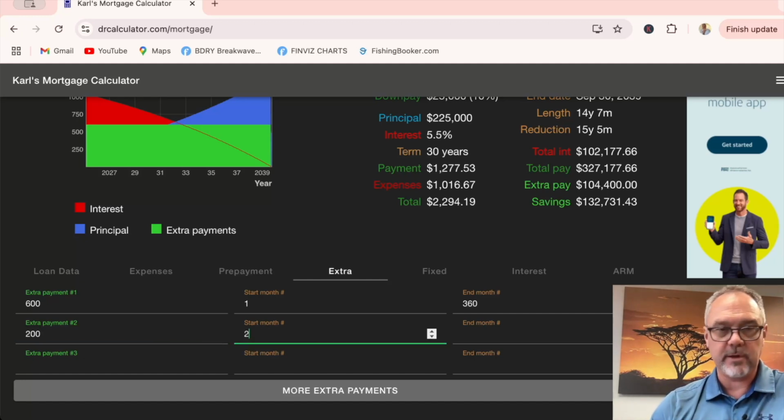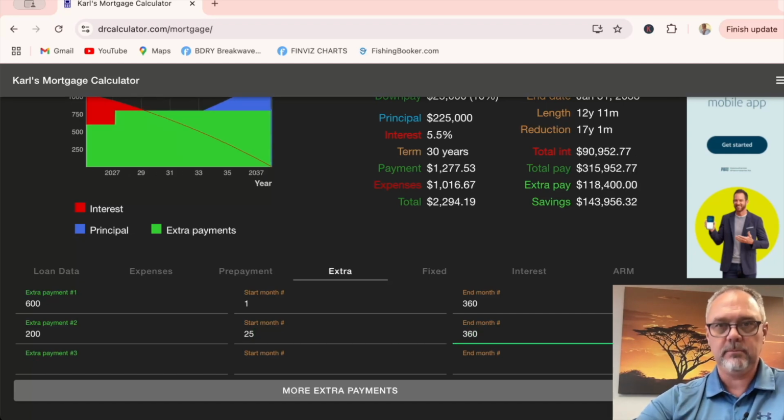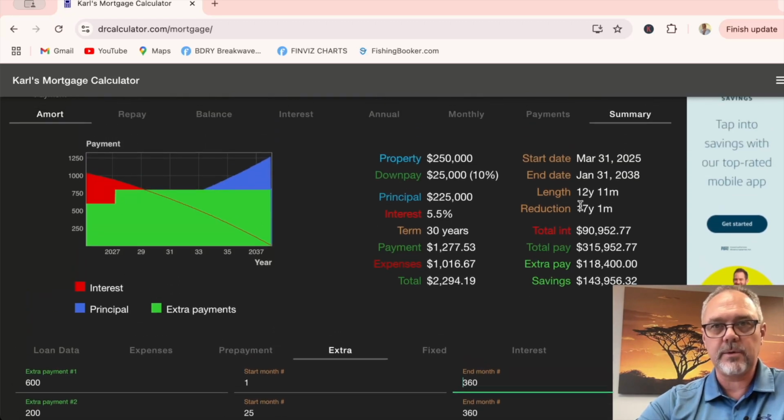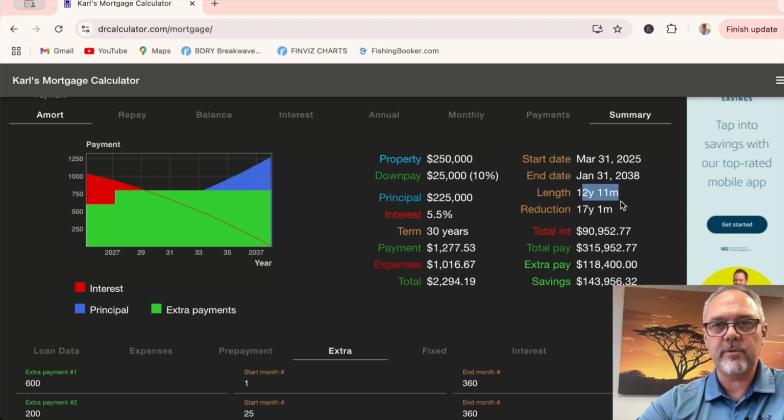That's going to be month 25, and then we're going to run that out to month 360 and take a look there, see what we got. So now with that raise, the length of terms is 12 years and 11 months. Your savings is $143,000. Total payment's $315,000. Your interest is all the way down to $90,000.